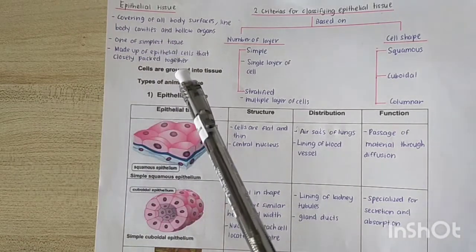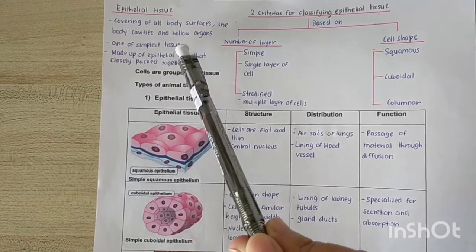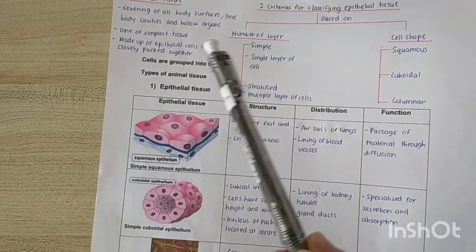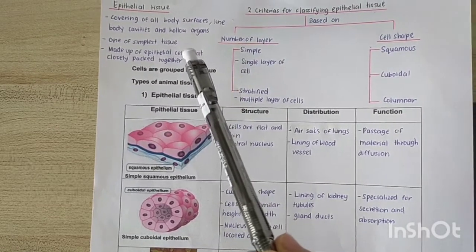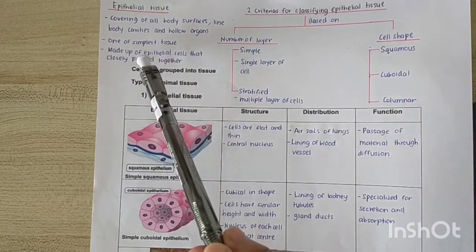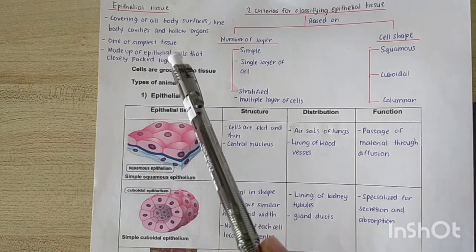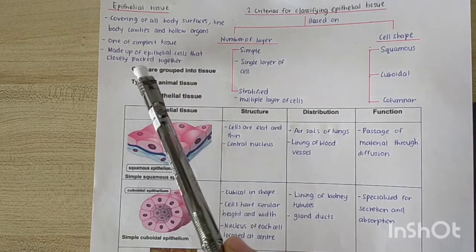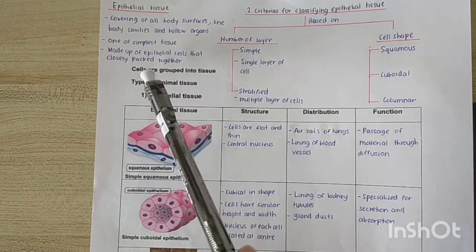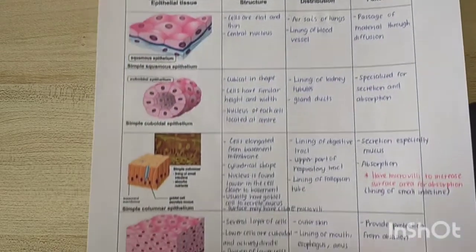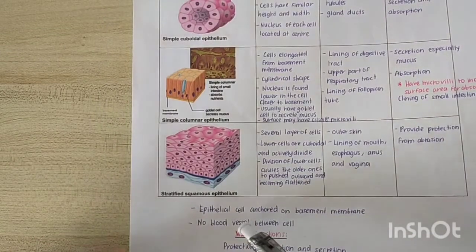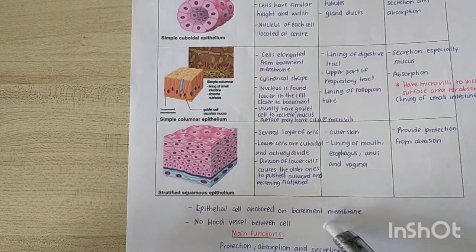Okay, so epithelial tissue will cover all body surfaces, and also it will line body cavities and hollow organs. Epithelial tissue is also one of the simplest tissues, and it is made up of epithelial cells that are closely packed together. And if you look at here, epithelial cells are anchored on the basement membrane.